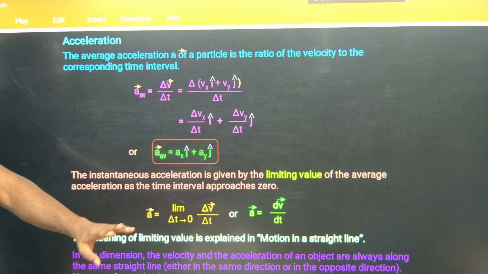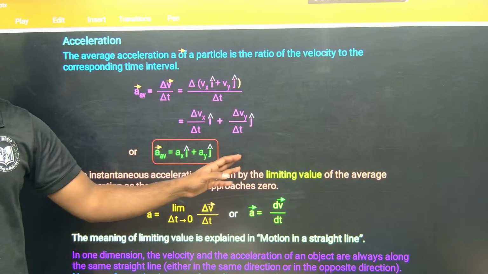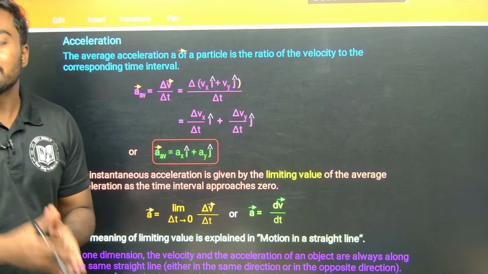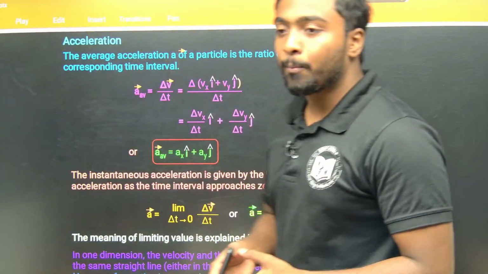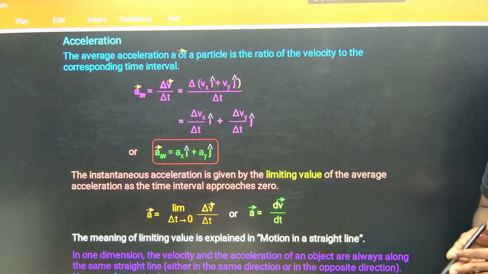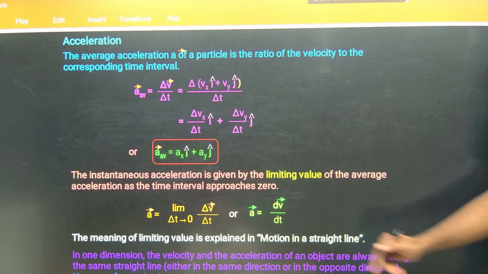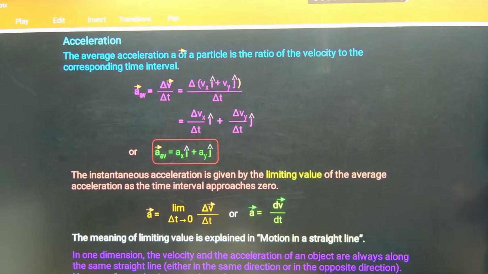So the magnitude of acceleration will be under root of ax square plus ay square. Okay. So instantaneous acceleration means at that point we will find the instantaneous value. So what we are going to do? The differentiation method only. So dv by dt. You can take down.